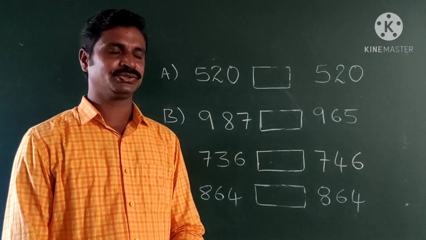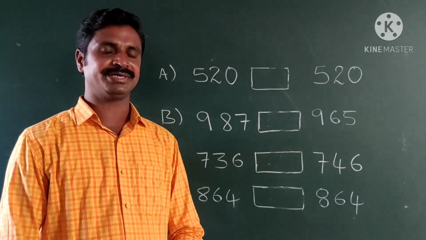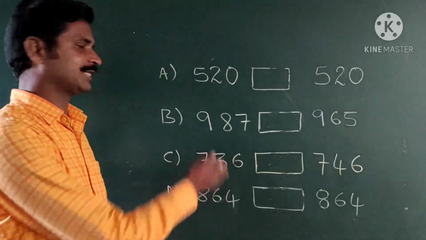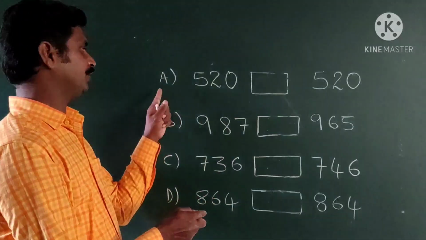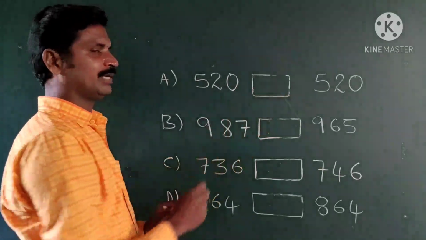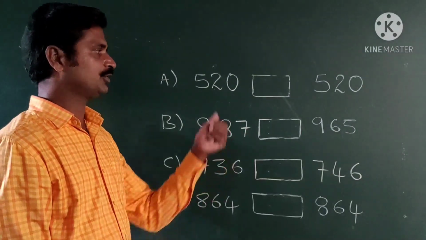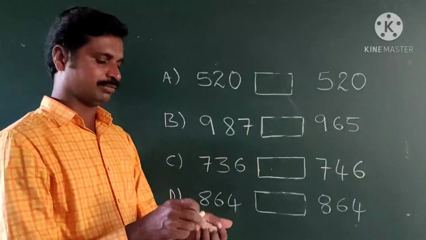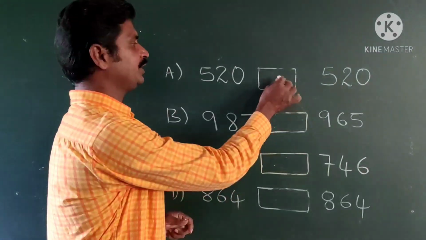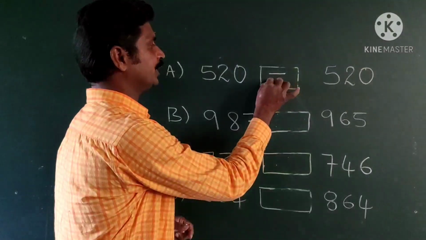Children, now let us do another exercise in the third bit. See these numbers, children. Let us compare these numbers. A1, 520, 520. Yes, both numbers are same. So, which symbol do you have to keep here? Equal to. Very good, children.